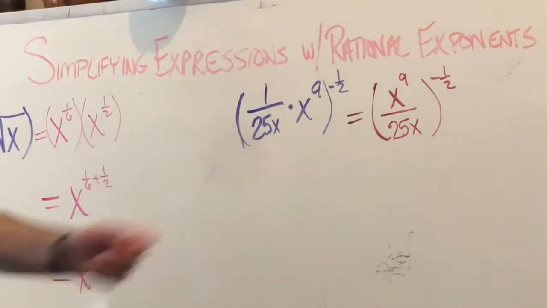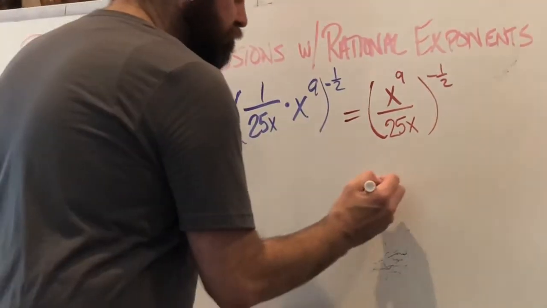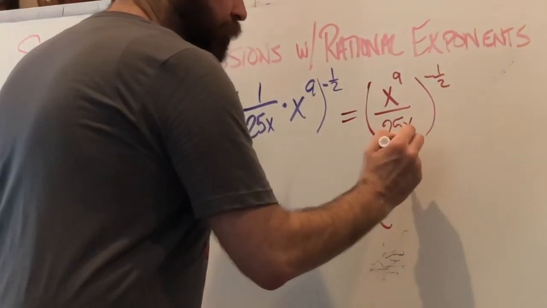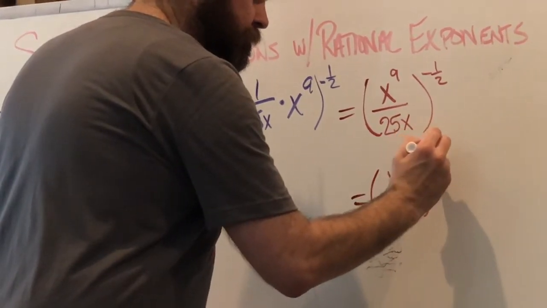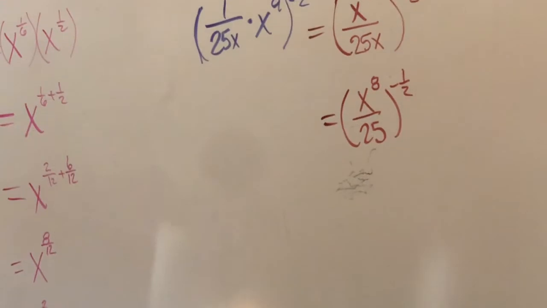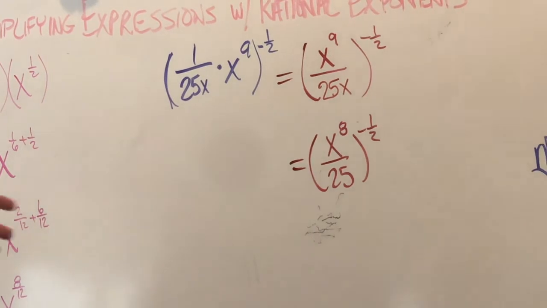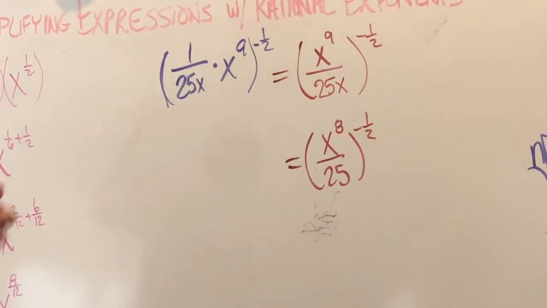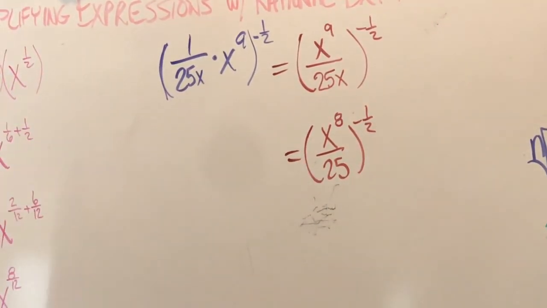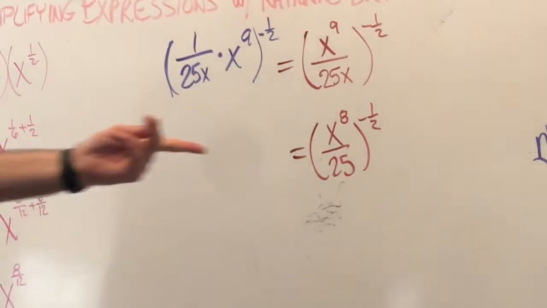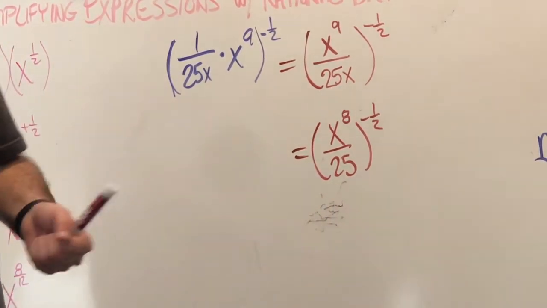We can actually do a little simplifying here. If I've got x to the 9th power divided by x, we know we subtract our exponents. 9 minus 1 is 8, to the negative 1/2 power. We've got a negative exponent there, and we've got a power of a quotient here. We know we're going to have to distribute that 1/2 to the numerator and denominator, but before we do that, I want to take care of that negative exponent, which just means we have to do 1 divided by the term inside here. Let's flip it.